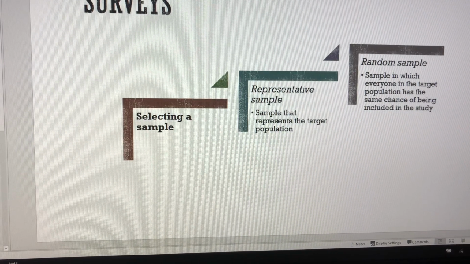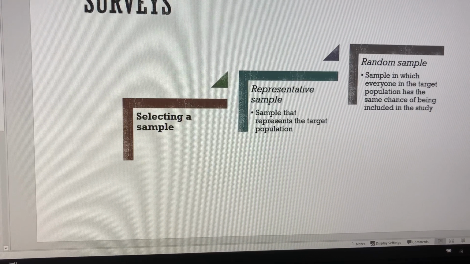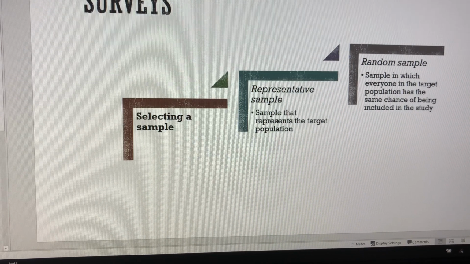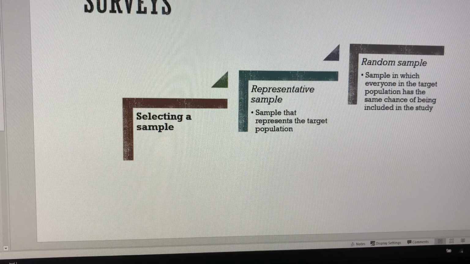That's where you select a sample, and that sample gives some context. You ask people questions, and then based on those responses, you get an understanding of what a social phenomenon is. For instance, this is an election year, and one way that we understand how elections, who may win, has to do with how they conduct surveys.